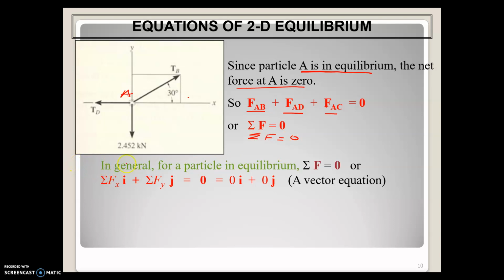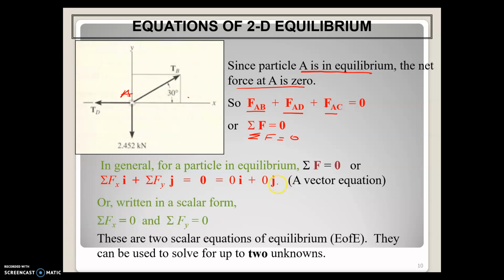So in general, for a particle in equilibrium, summation of force equal to 0, or summation of Fx i plus summation of Fy j is equal to 0i plus 0j. This is a vector equation. Alright, remember your last lecture sebelum ni, a vector equation, we use vector notation addition. Or written in a scalar form, which is summation of Fx equal to 0 and summation of Fy equal to 0. These are two scalar equations of equilibrium.